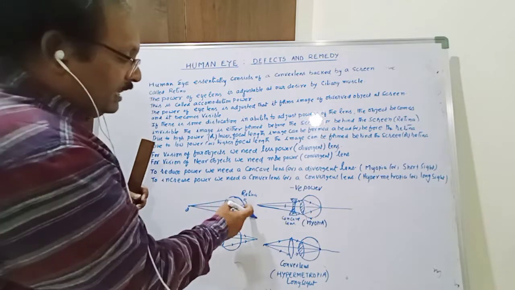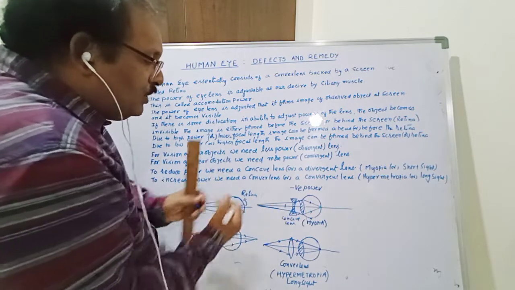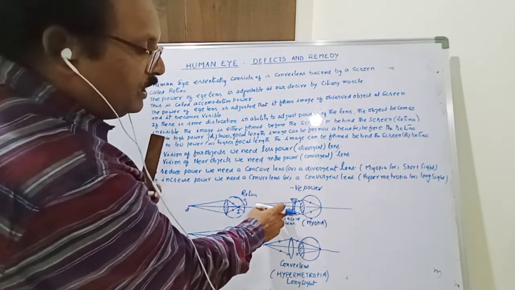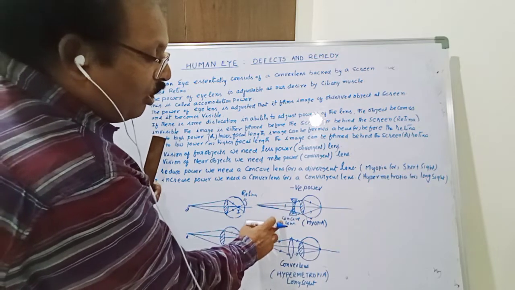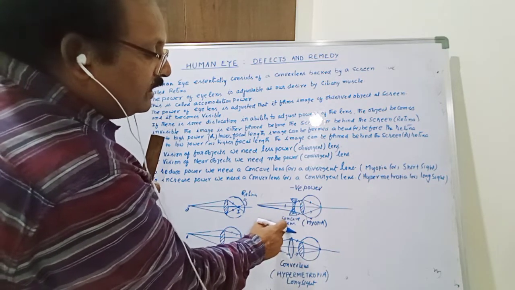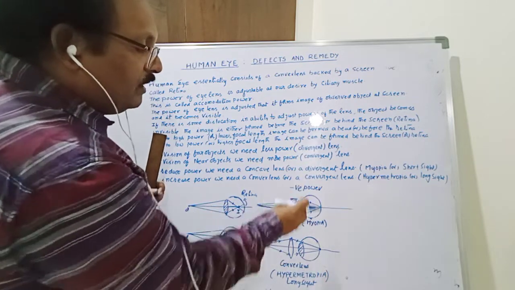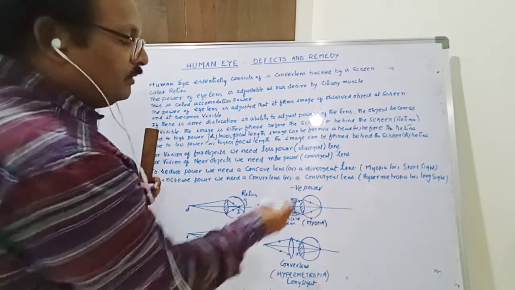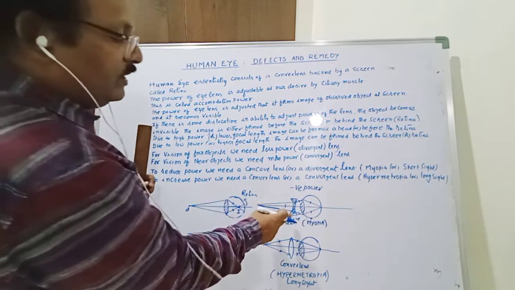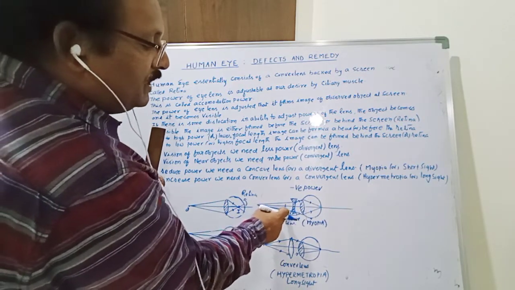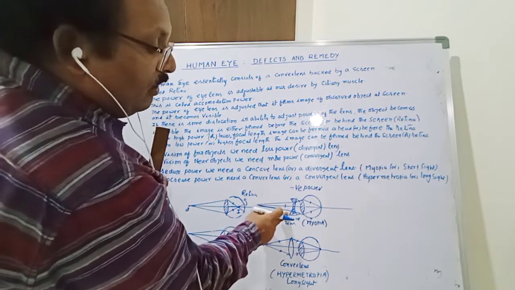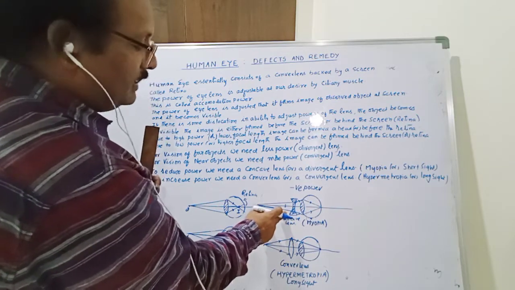Your power is increased, therefore you have to reduce the power. To reduce the power, you have to incorporate a lens whose name is concave lens, because it has a negative power, from this positive power. So a certain value of power must be decreased by associating a concave lens, a divergent lens.